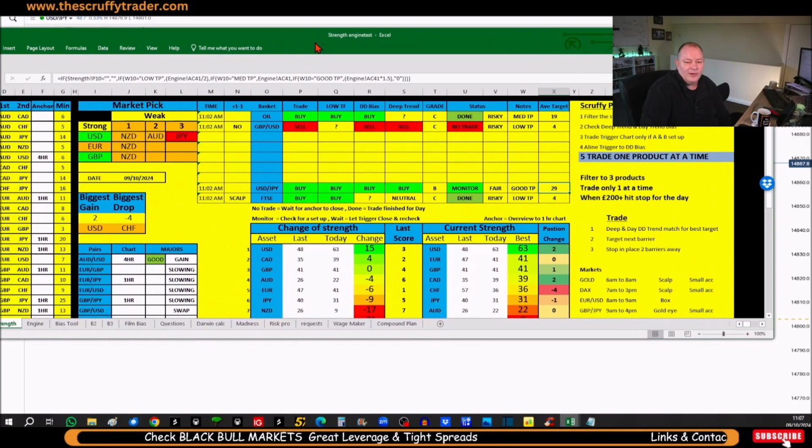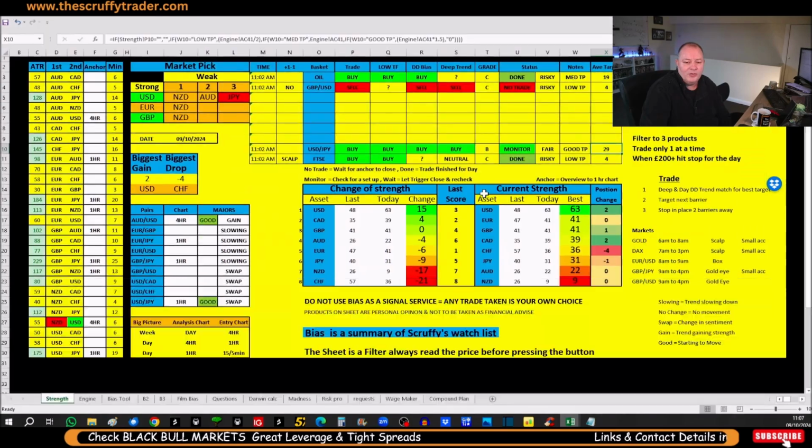If I look at this though, this is something that I do follow. Once I've plugged in all of my figures into this, and the guys in the squad do get access to the bias tool, which runs this section here, it'll actually map the trade for me. So if I look at this USJPY, it's telling me it's pretty much buying across the board. The higher time frames are saying buying and the lower time frames are also saying buying. Now that's fine. Monitor, fair, good, 29.